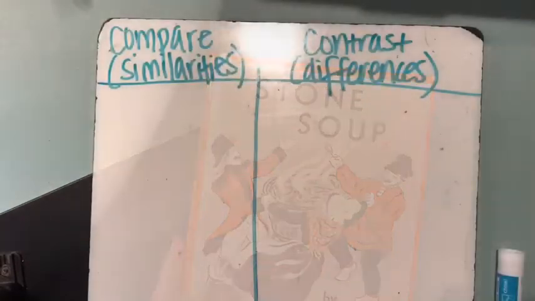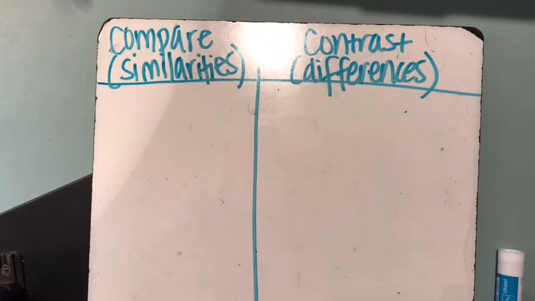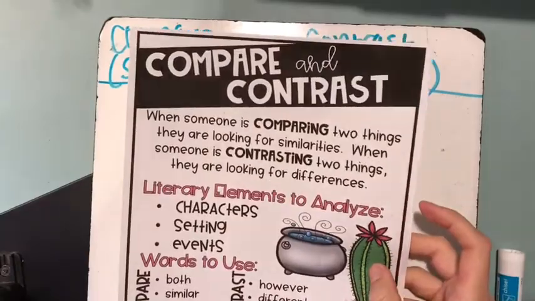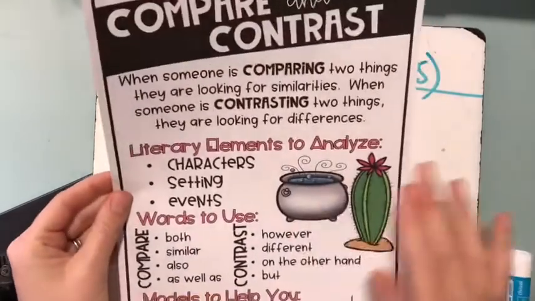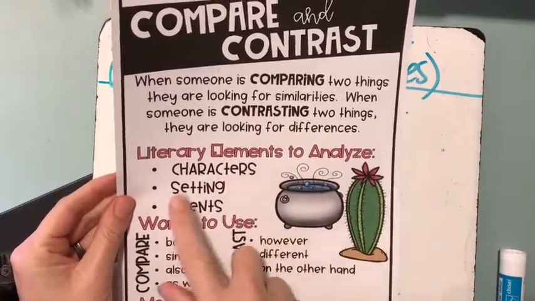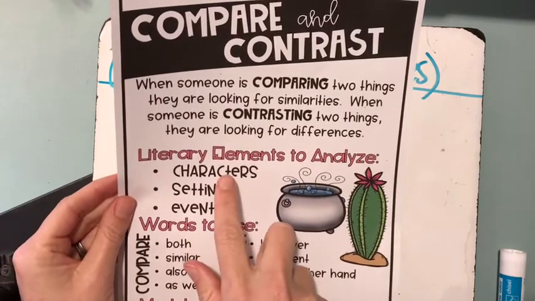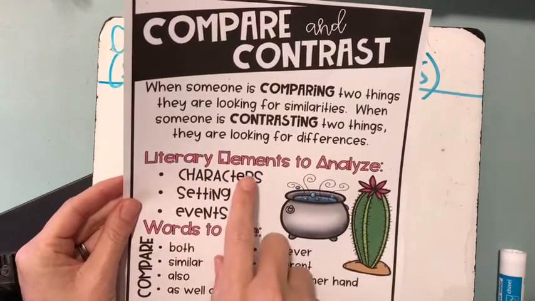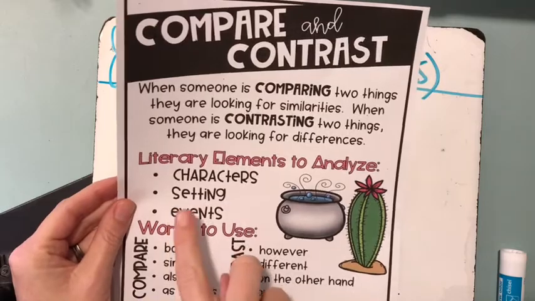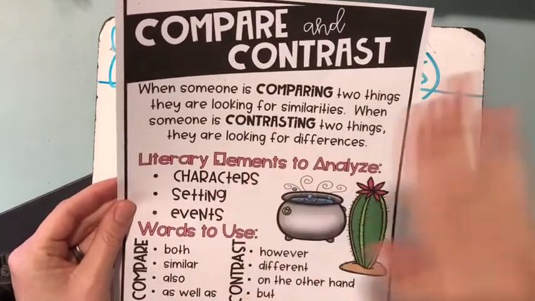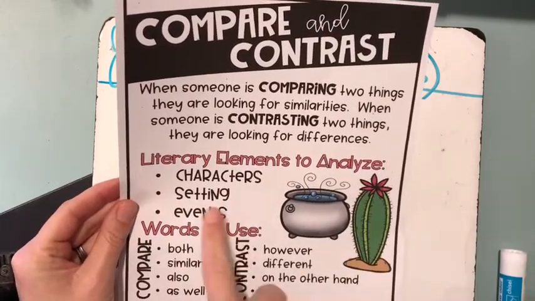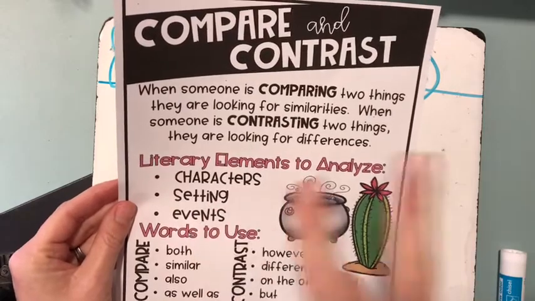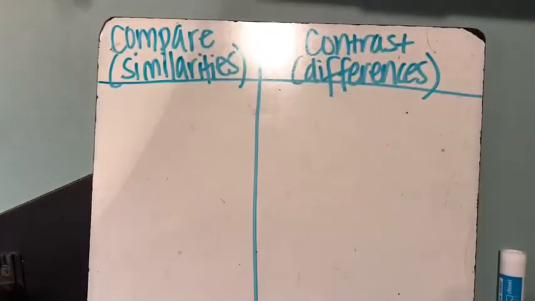All right, the end. Okay, so now we're going to compare and contrast the two stories. So when we're doing this, we want to analyze, are the characters the same, okay, in each story? So think about that. The setting, where does it take place? Are they both in the same place? And what are some events that might be different between the two stories? Okay, so that's what we're going to look at.